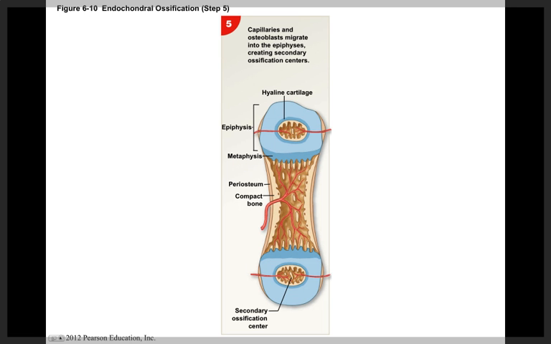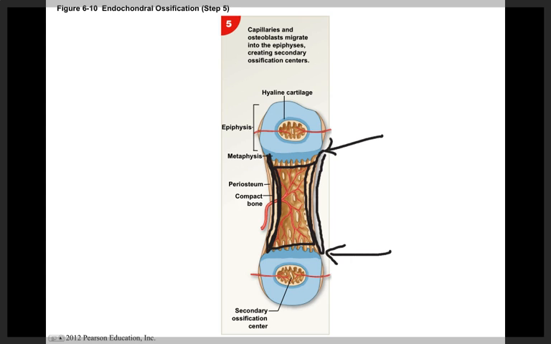Here we're seeing the medullary cavity that's been created by the osteoclasts. We see the thin sheath of bone that was created by the perichondrial cells. We see the chondrocytes continuing to grow the length of the cartilage. And now at this stage we start to see blood vessels invading the epiphyses. And the blood vessels invading the epiphyses will fill that area with spongy bone.